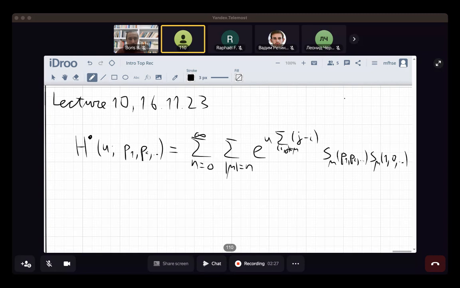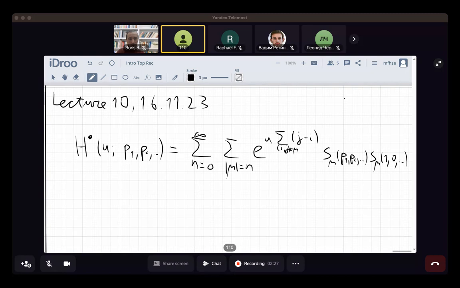Yes? I have to skip a lecture, so could you recall, is the sum j minus i related to eigenvalues of cut-and-join operators? Precisely, yes. This is the eigenvalue. In the last couple of lectures we obtained that this is the eigenvalue of the cut-and-join operator, and the functions S mu of p are eigenfunctions with the respective eigenvalues.